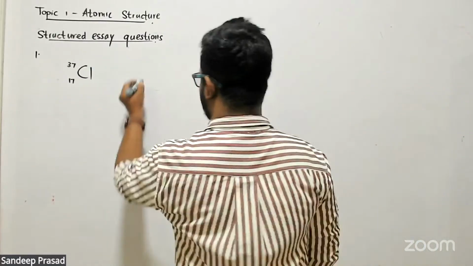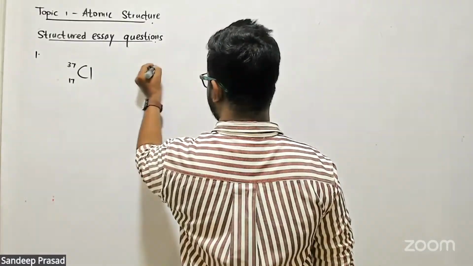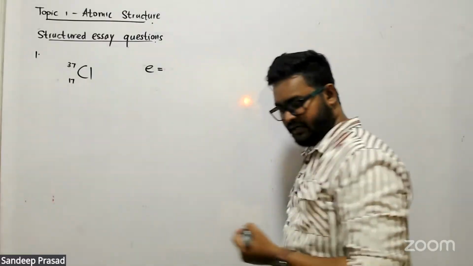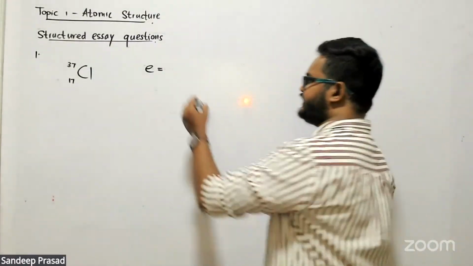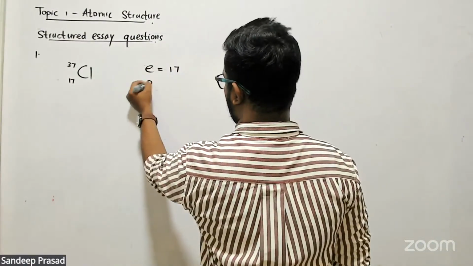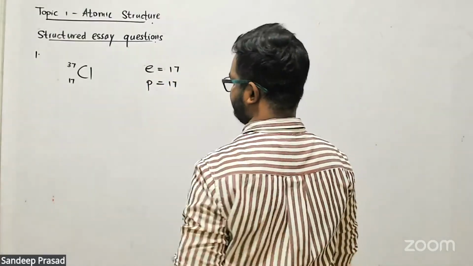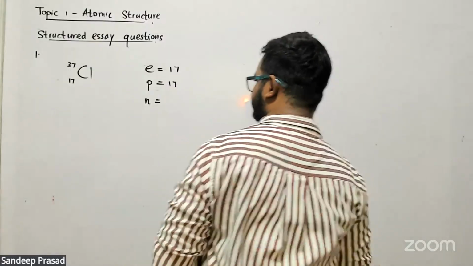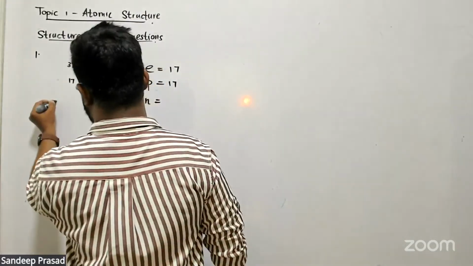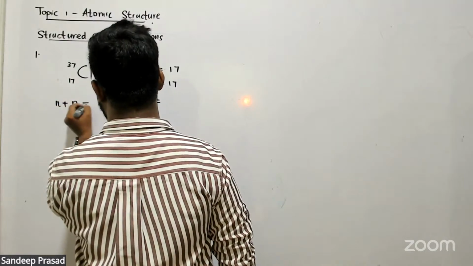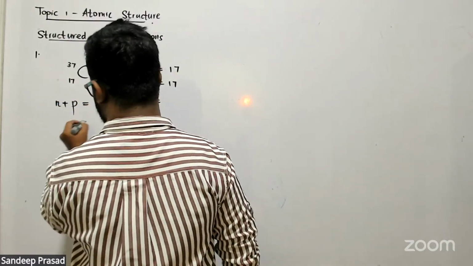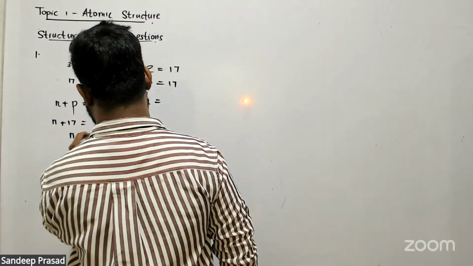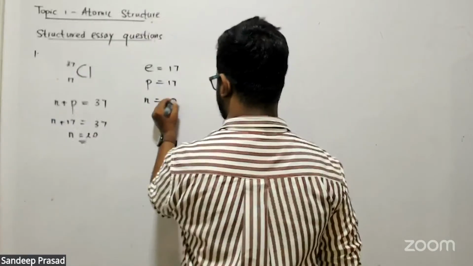Very easy. Students, answer me. How many protons are there? How many electrons are there here? In chlorine 17, so there are 17 electrons. How many protons? 17. How many neutrons are there? We know that this is the mass number. That means number of neutrons plus protons summation is 37. We know that protons are 17, so therefore we can take that neutrons are 20. So the number of neutrons are 20.